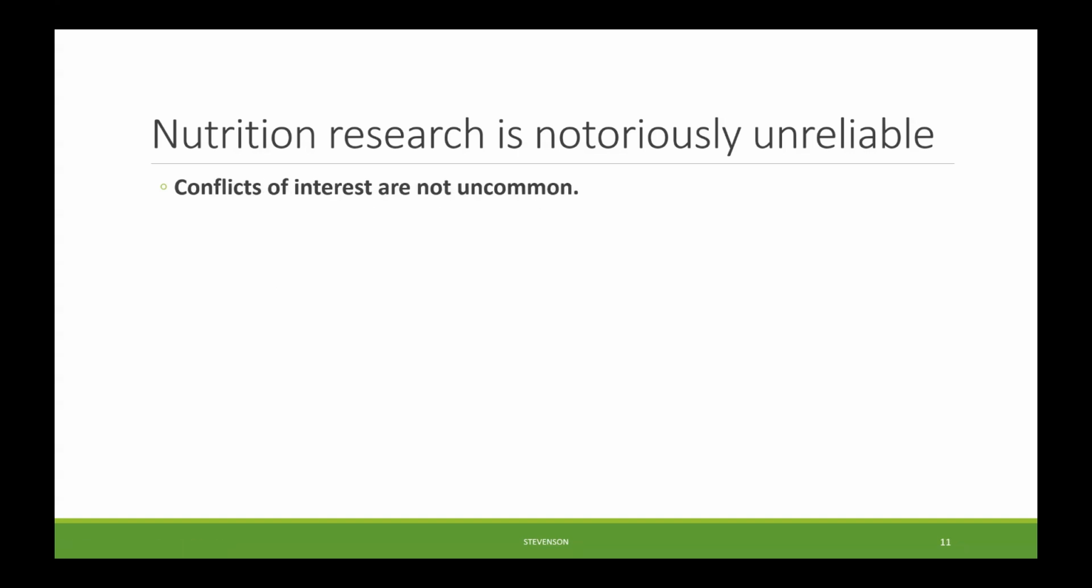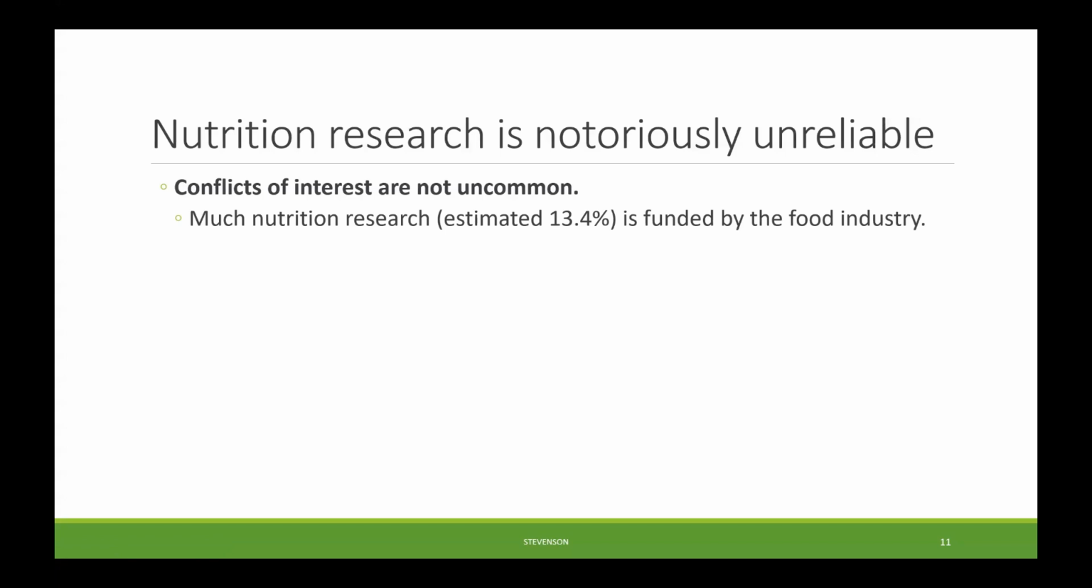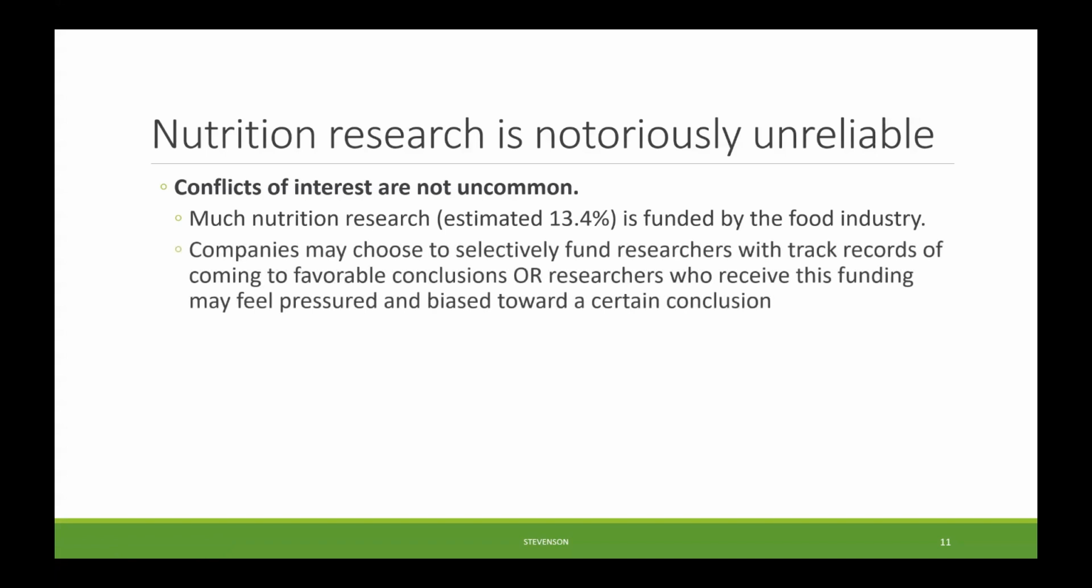The other factor that can make nutrition research unreliable is conflicts of interest. Conflicts of interest are not uncommon in nutrition studies. One recent analysis found that 13.4% of nutrition research is funded by companies in the food industry, which is, of course, problematic because these food companies may choose to selectively fund researchers who have track records of coming to favorable conclusions, or researchers who receive this funding may feel pressured and biased toward a certain conclusion because they feel like they owe the company that helped fund them.